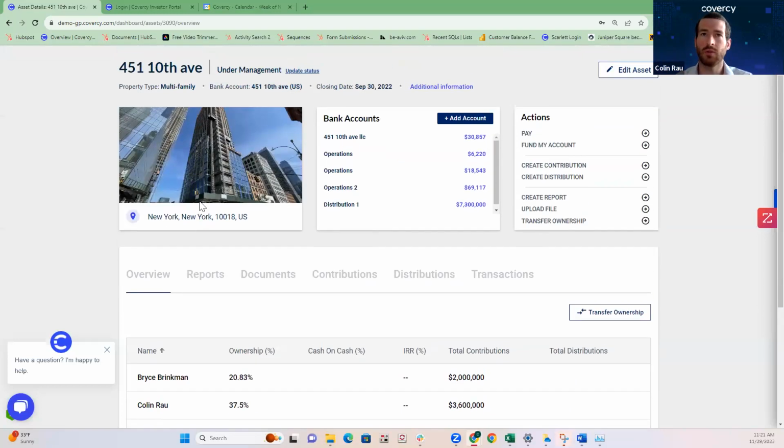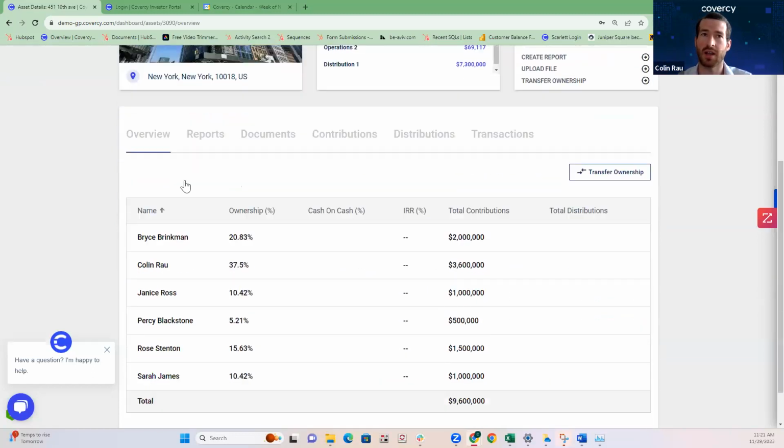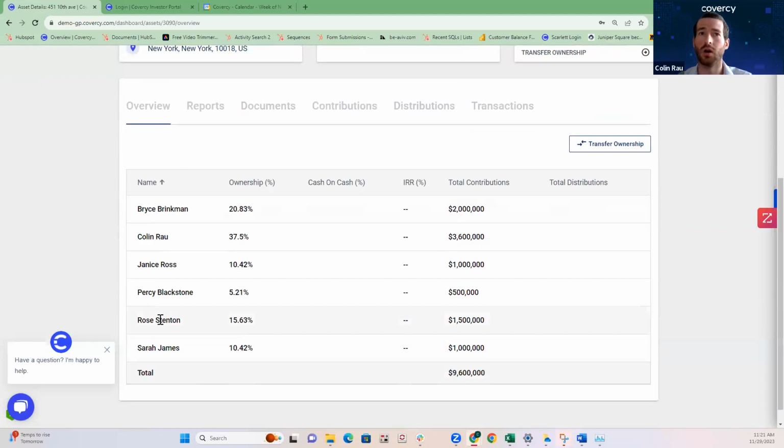What we're looking at right now would be an example of one of my projects in our system. We can see that I've got an overview of all of my investors. Ideally, within the Covercy system, our investors have actually paid us through the system, so we know who's contributed what and when and for what project. We've got their capital stack.